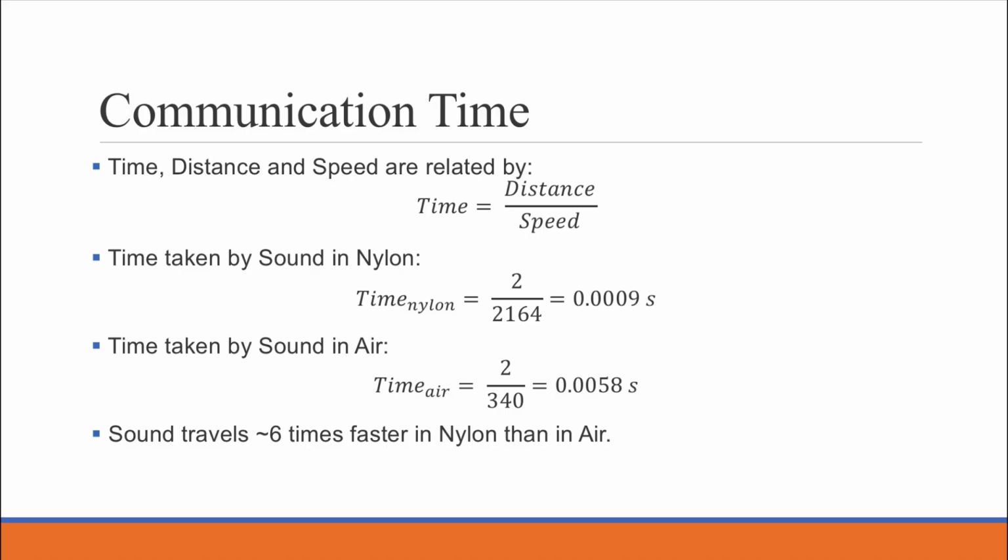So you see here that sound travels 6 times faster in nylon than in air. Also, that is evident in the time taken, which is 6 times less in nylon compared to air. So it is more efficient to use a tin can telephone to communicate between two people than it is to speak merely through air, as per the calculations we see here.